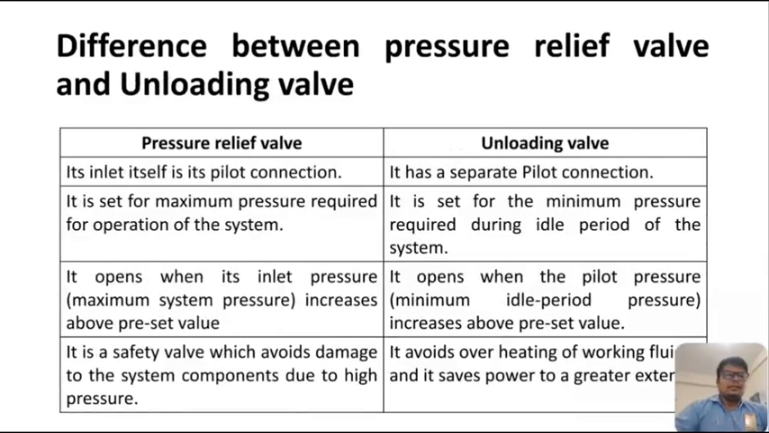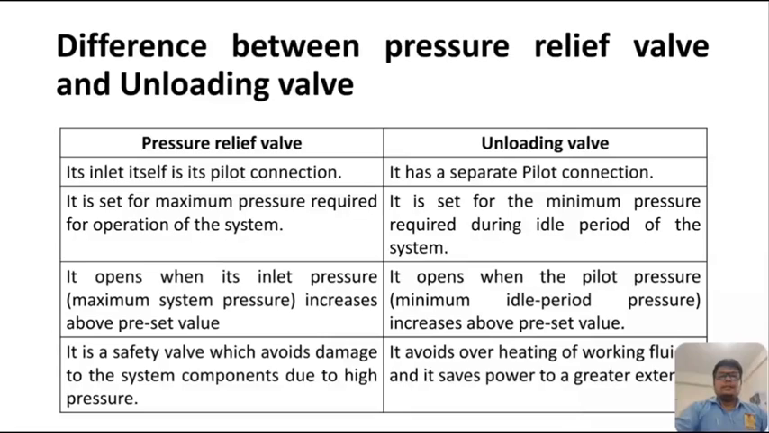Next and last topic of this video is the difference between pressure relief valve and unloading valve. First difference: in the pressure relief valve, the inlet itself is the pilot connection, but on the other hand, the unloading valve has a separate pilot connection. The pressure relief valve is set for the maximum pressure required for the operation of the system, but on the other hand, the unloading valve is set for the minimum pressure required during the idle period of the system.